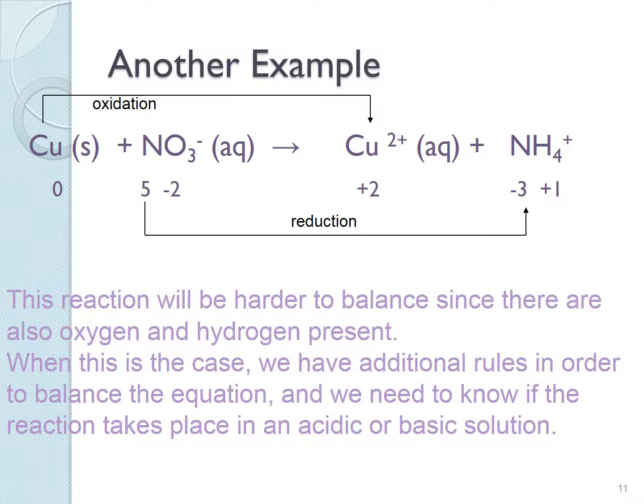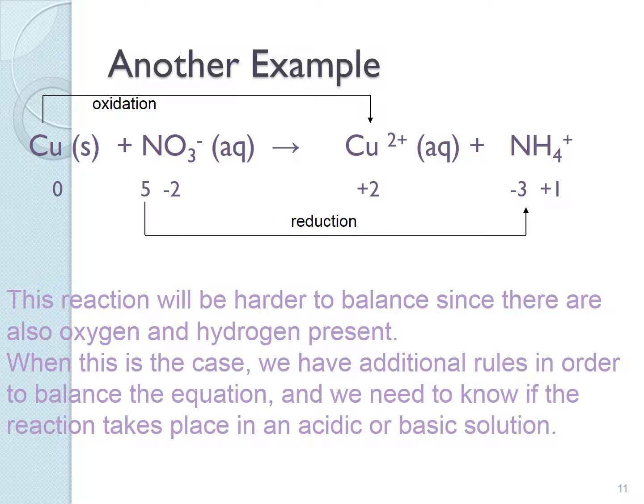On the right-hand side, copper is 2 plus because it's a 2 plus ion. And then again, we're going to have to do some digging. Hydrogen is a +1 in most compounds. So overall, the positive charge is 4. The total has to equal +1, so nitrogen has to be a -3 to balance that out.